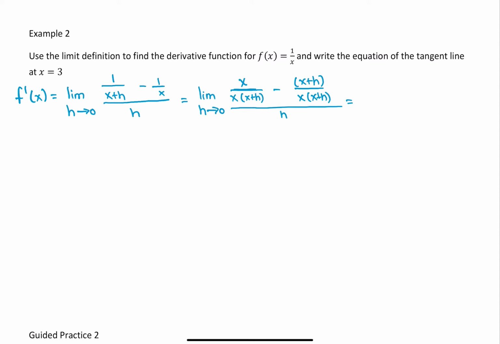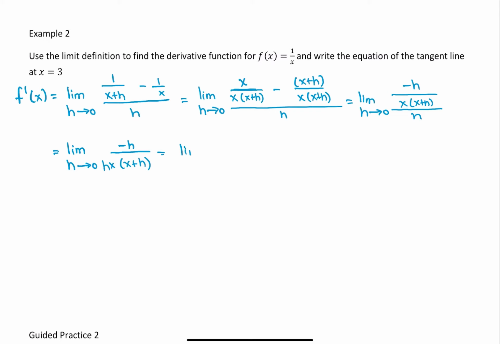And if we keep going, we're going to get the limit as h approaches 0. So we're going to have x minus x plus h, so negative h over x times x plus h, divided by h. And remember, we've done this in class. If you have a fraction divided by a single denominator, multiply the two denominators. So we're going to get the limit as h approaches 0 of negative h divided by h times x times x plus h.